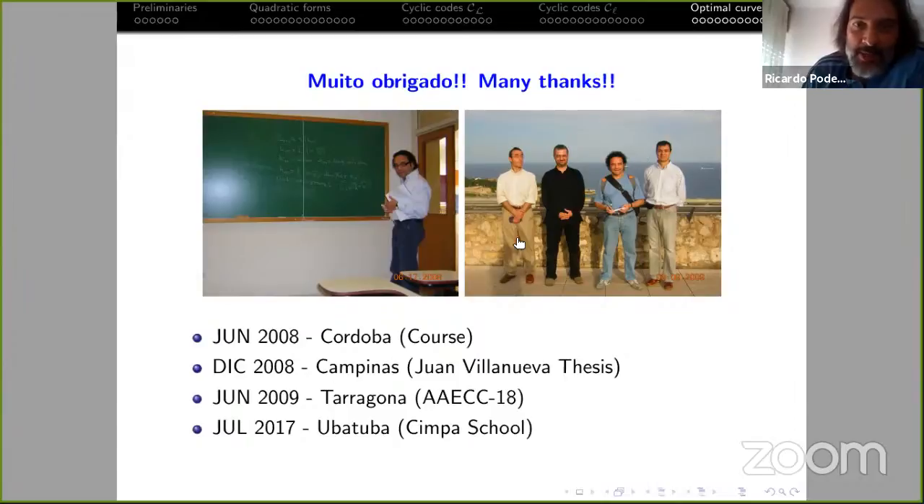And this picture is in Tarragona. Here you can see Edgar, Carlos Munuera, I think this is Ferran, and this shadow is me. And in Novatuba, I saw Fernando for the very last time. Okay.